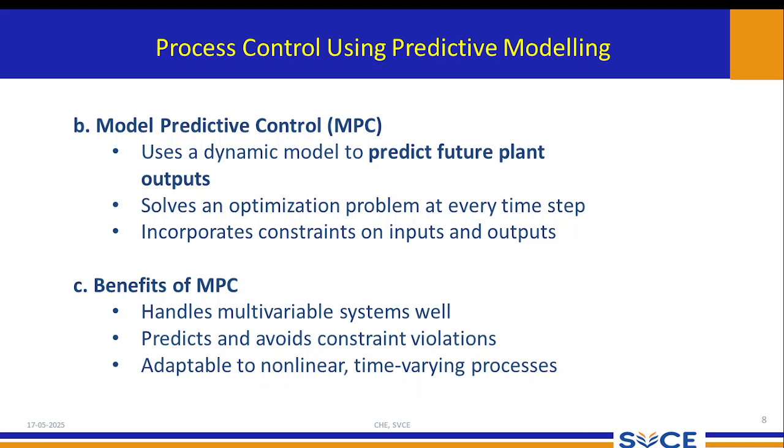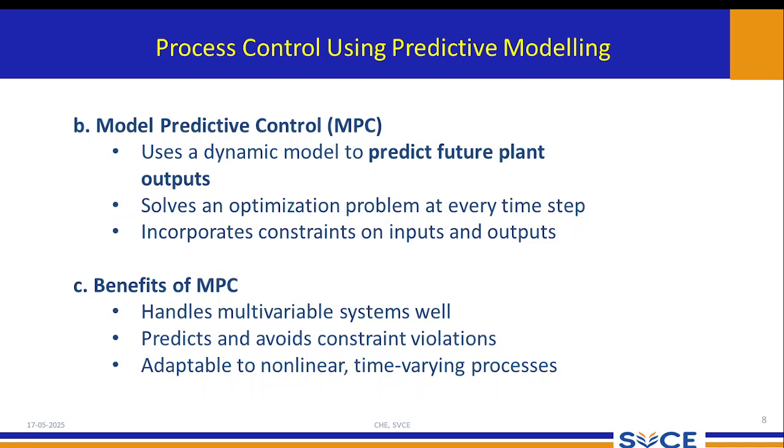Coming to model predictive control, it uses a dynamic model to predict the future plant output, solves an optimization problem at every time step, and incorporates constraints on input and output. Underline the word: model predictive control incorporates constraints on input and output. So what is the benefit of model predictive control?